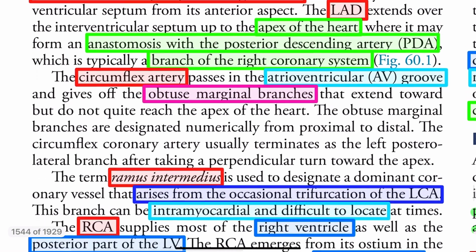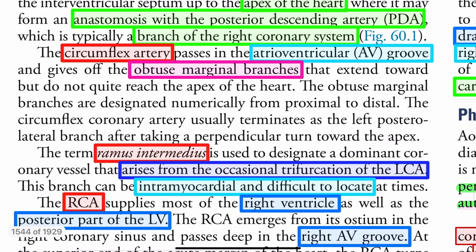Okay, now come to the circumflex artery, that is the second branch of the left coronary artery. Okay, this runs in the atrioventricular groove. Okay, and it gives the obtuse marginal branch. Okay, important, this word obtuse is important.